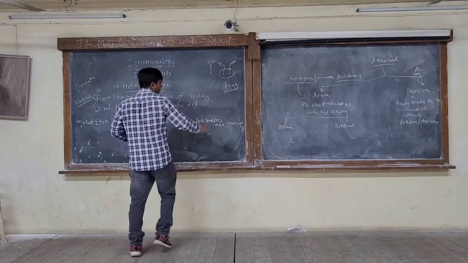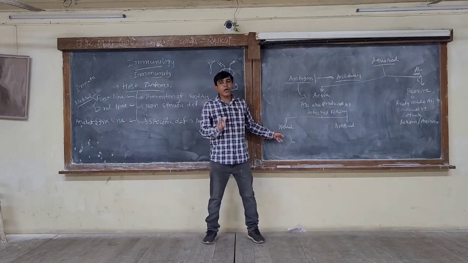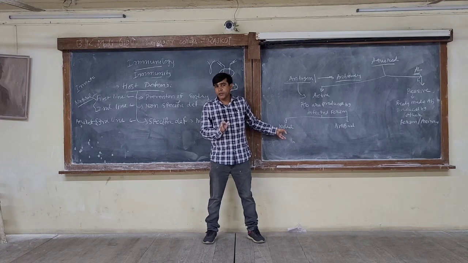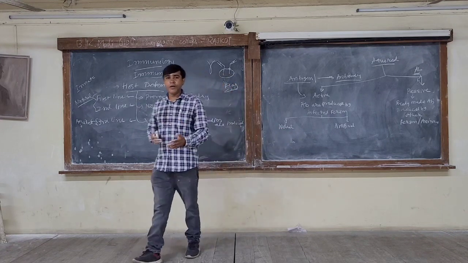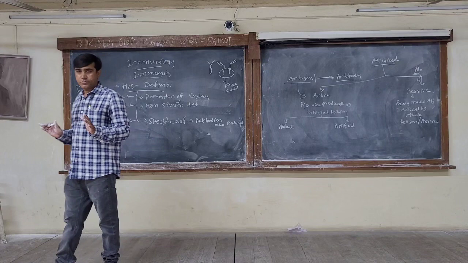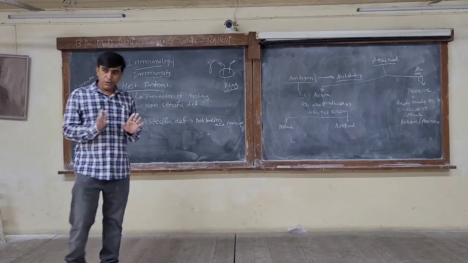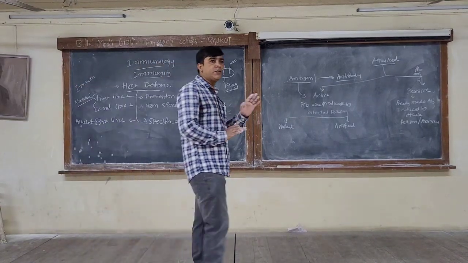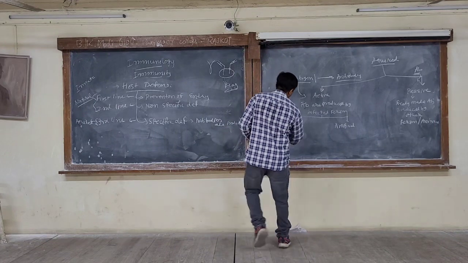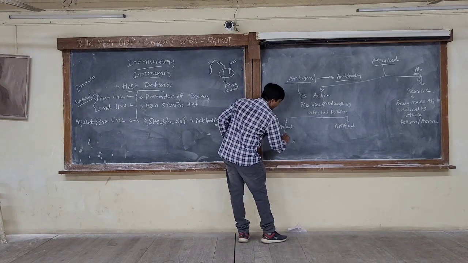Now, in case of active immunity, the naturally acquired active immunity, here the entry of antigen into the body is natural. Entry of antigen is natural, that is, by clinical or subclinical infection.